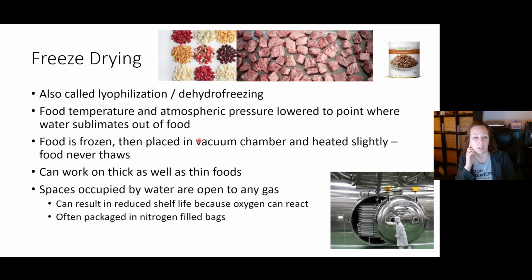And so because of that, freeze-dried foods are often packaged in nitrogen-filled bags. Nitrogen is very inert. It doesn't naturally react, especially the way oxygen does. And so what they'll even do is pump nitrogen into this chamber while they're depressurizing it, and then they'll keep it in a nitrogen heavy environment and fill the bags with nitrogen so that they are limiting the exposure of oxygen to those foods.